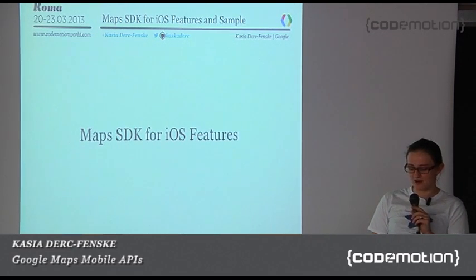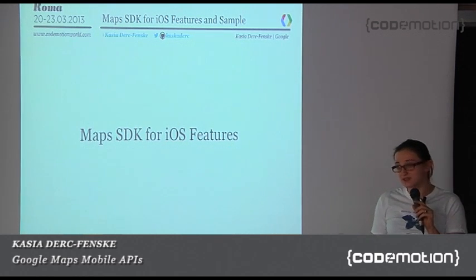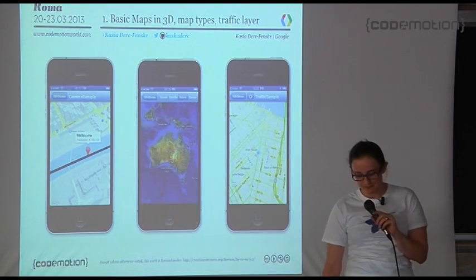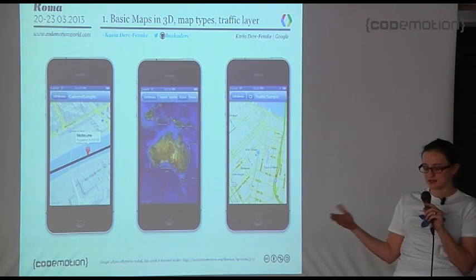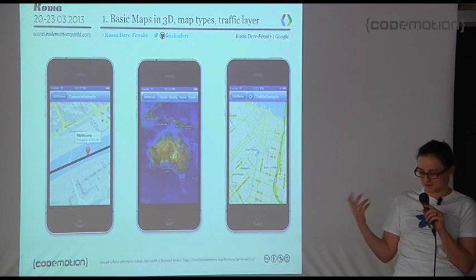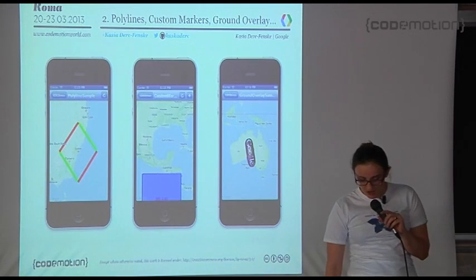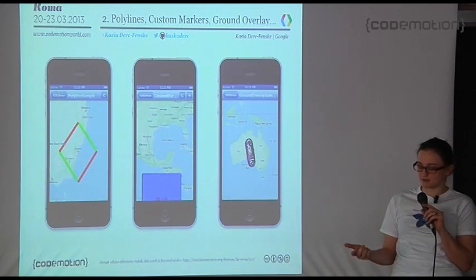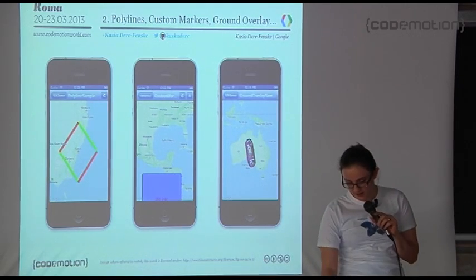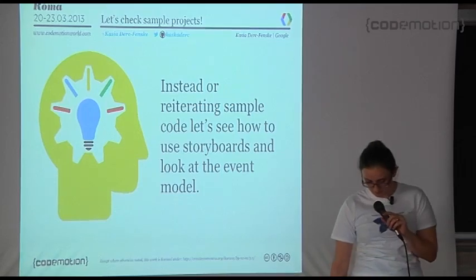OK, now I'm sorry I'm galloping through this, but I wrote too big a slide deck, and now I need to keep up with it. So we have Maps SDK for iOS features. And what are the features? You have the camera, just like in Android. You have different overlays, map types, and you have the traffic layer as well. You have polylines. You have custom markers, which you can specify as you wish. And you have a ground overlay, which you can change and can animate.